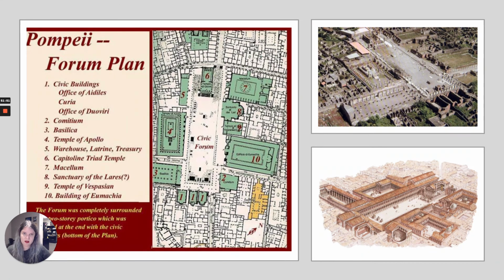So this is originally the temple of Jupiter, and then it's changed. We'll talk about it a little bit more in a minute, but we have a lot of the main buildings around the civic forum as the main thing. We have these civic buildings where we have important government buildings. We have the basilica. The basilica is the administrative building, kind of like a town hall. We have this temple to Apollo. We have different mausoleums, different important things to the function of the city.